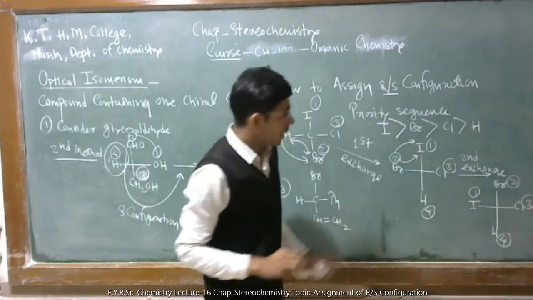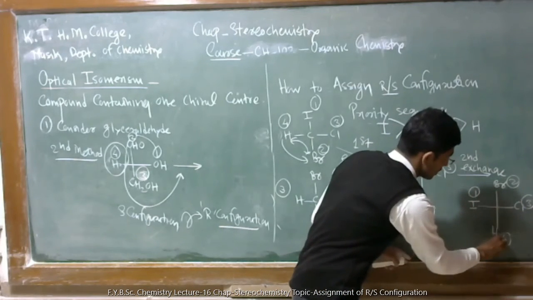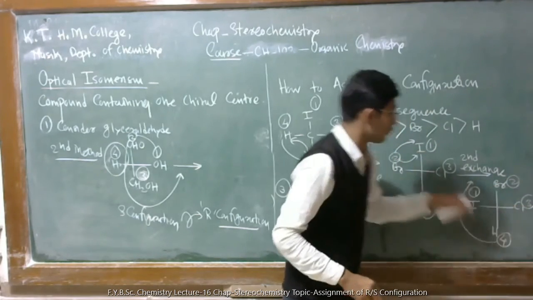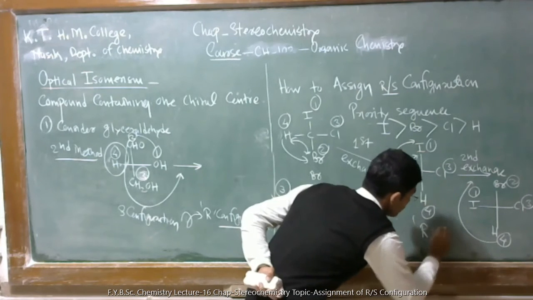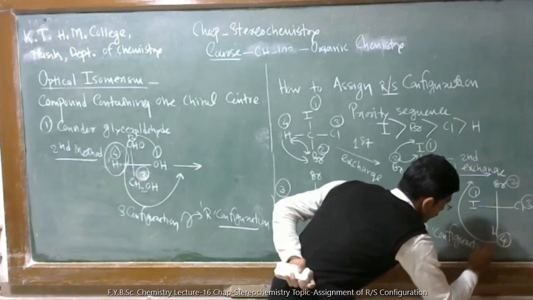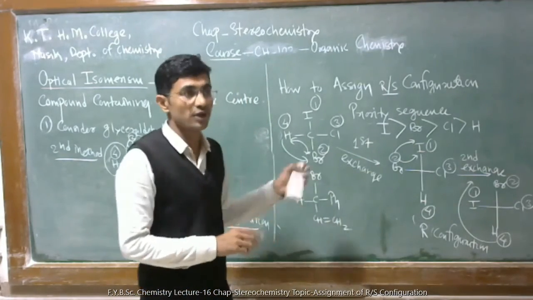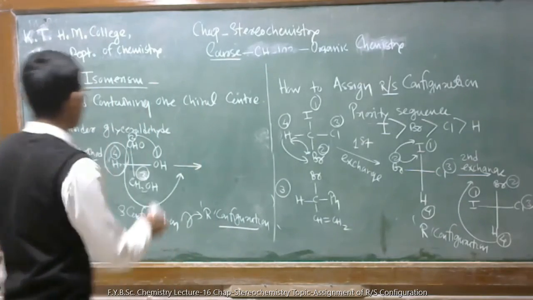So by this method, we observe that finally after two exchanges, the sequence of 1 to 2, 2 to 3, 3 to 4 is in which direction? In clockwise. So we assign the R configuration to this compound. This is the first method, and by that method we can assign the R configuration.